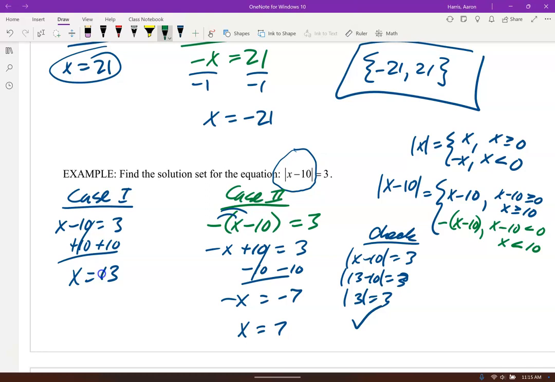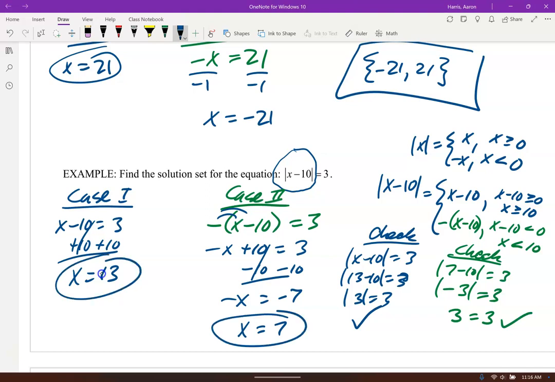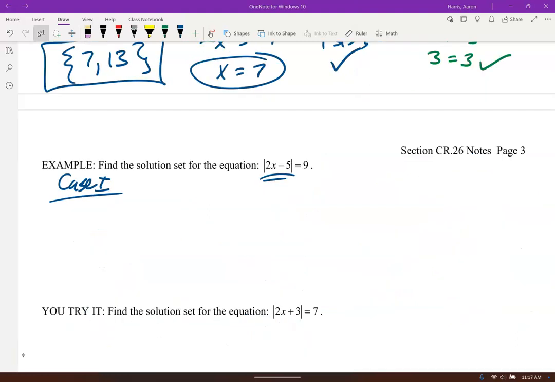Let's check case 2, which was x equals 7. So I plug 7 in. I'm like, oh, there it is. Absolute value of -3 is 3. So yeah, both of those are solutions. So my solution set is 7 and 13 for that one.